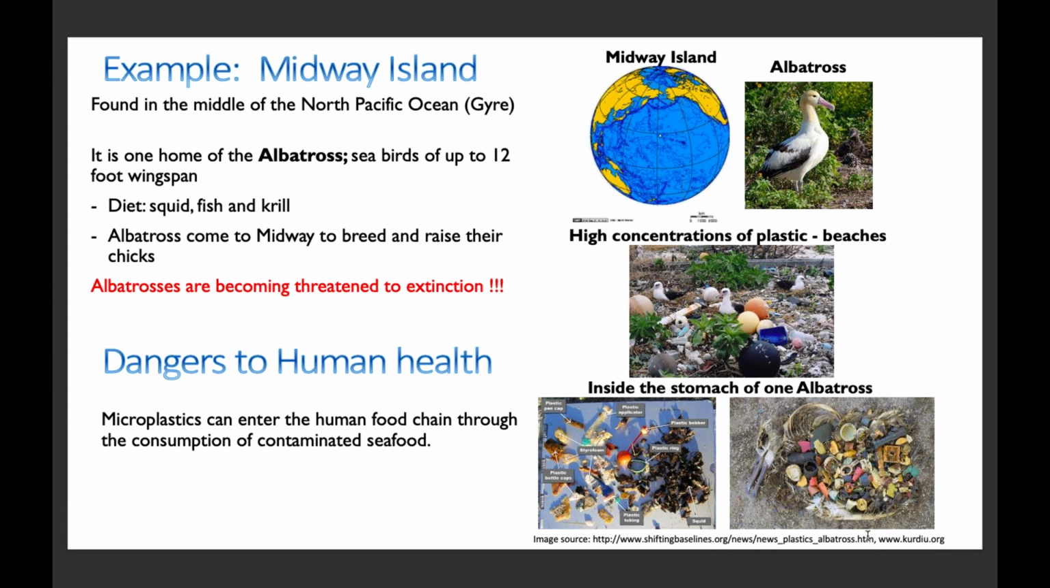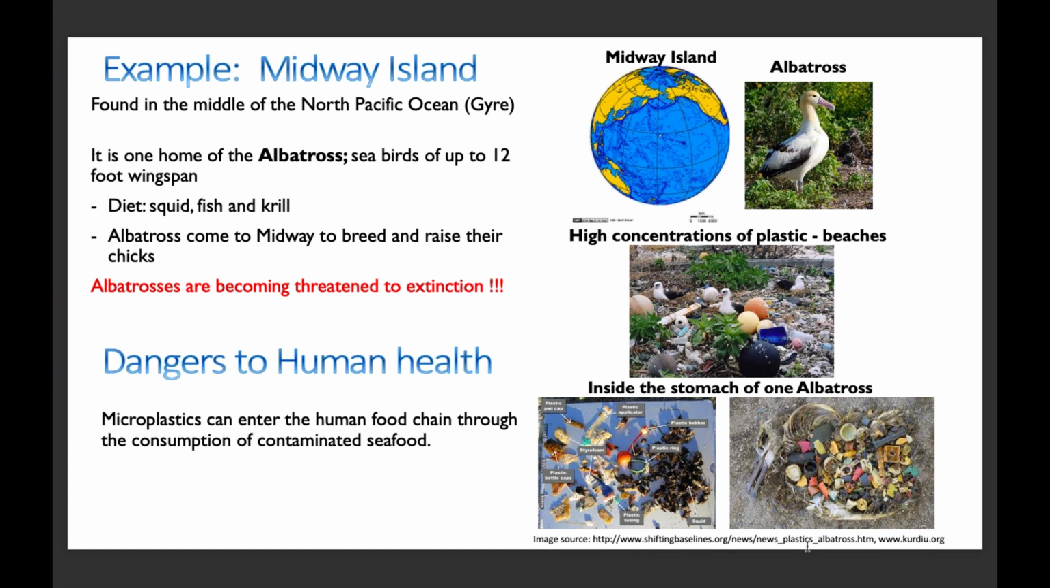Okay, this is just one example which I thought of sharing, because it talks about the scale of the problem. There is an island known as Midway Island, found in the middle of the North Pacific Ocean gyre. If you recall, I said that in the center of the gyre there is a lot of accumulation of these plastics. So this is one such island, and it is home to a seabird known as the albatross, which eats squid, fish, and krill. These albatross come to Midway Island for breeding and for raising their eggs.